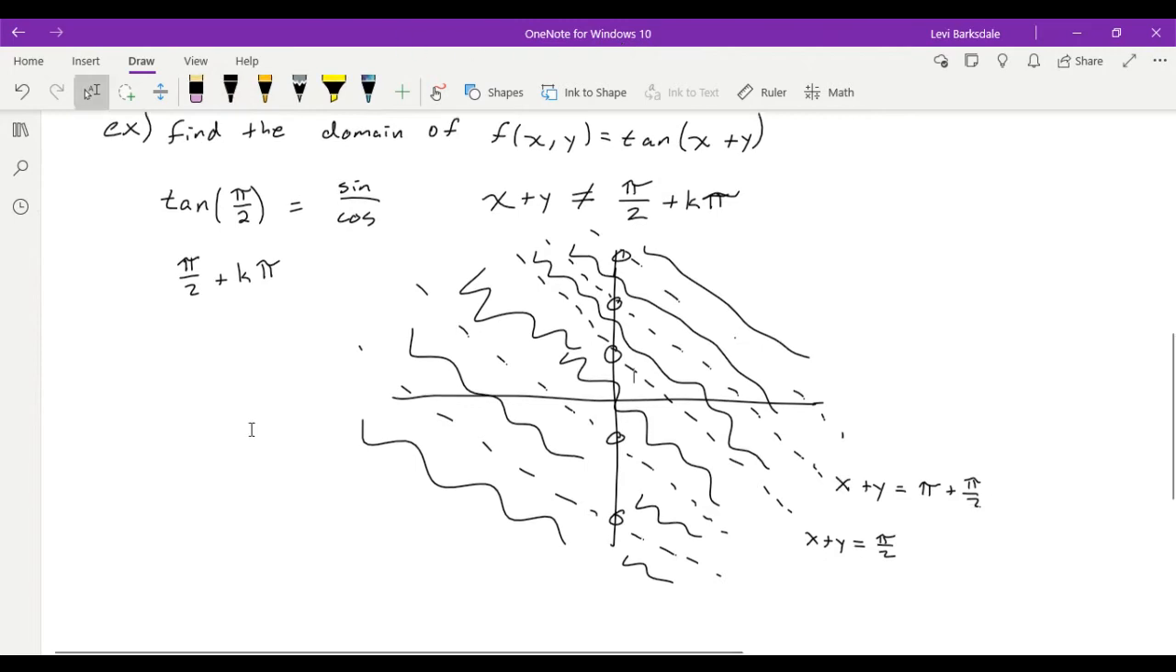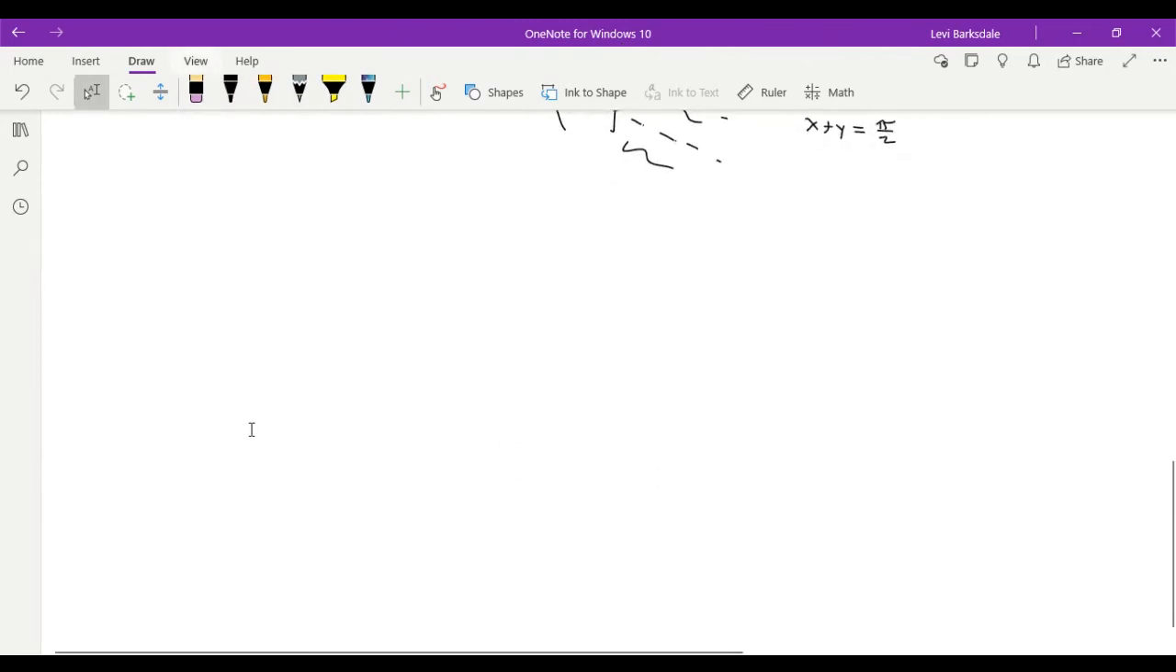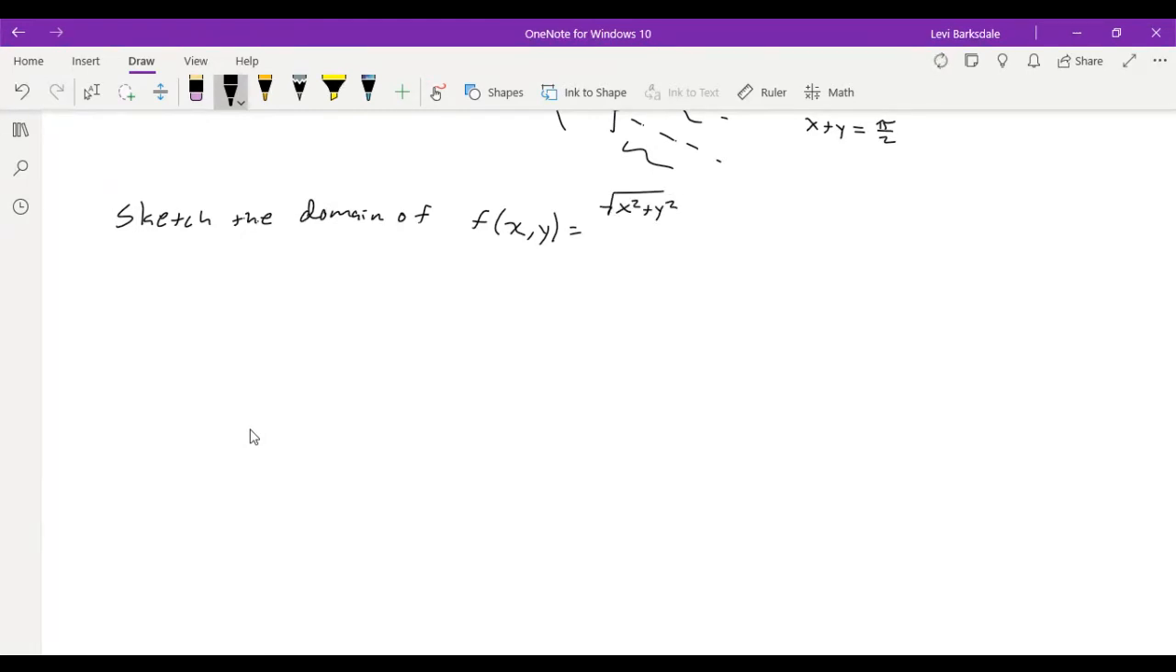Let's do another example to maybe clarify things. This one, we're going to say sketch the domain of the function f of x, y equals the square root of x squared plus y squared minus 4, divided by x plus y.